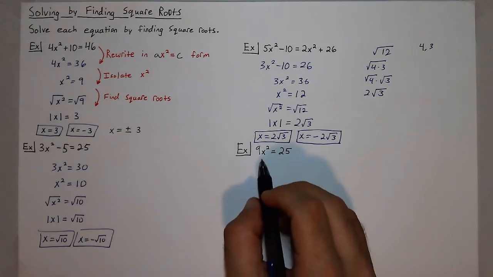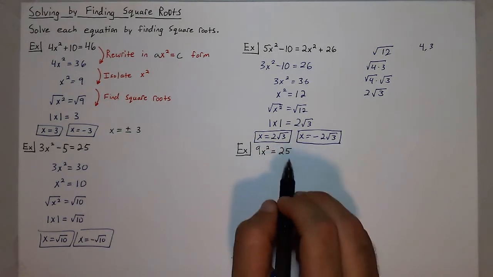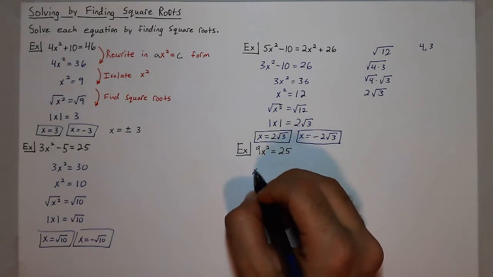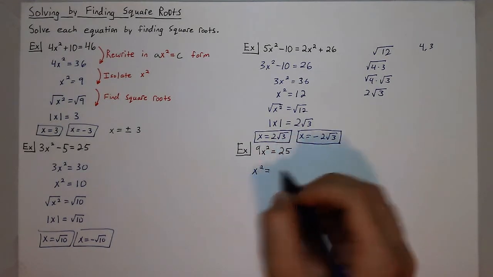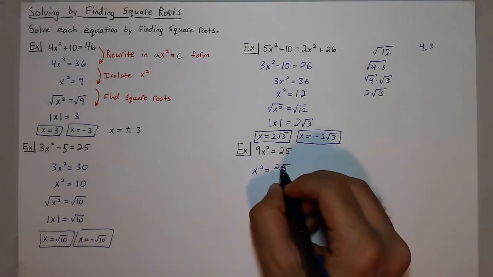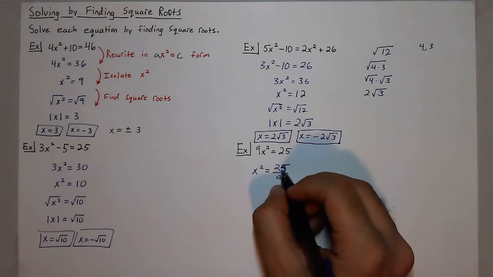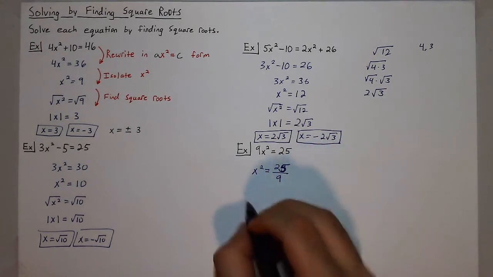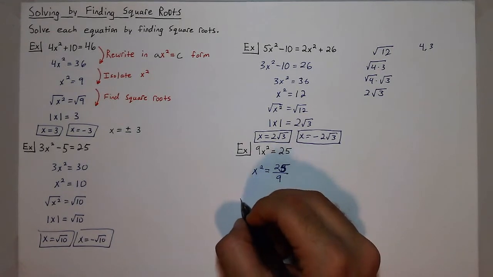Now last up we have 9x squared is equal to 25. So far, every time we've isolated x squared, which was one step away here, we've always ended up with a whole number. But what happens when you divide by that number? It doesn't simplify. So I still have 25 over 9. Well, I can still go ahead and find square roots.